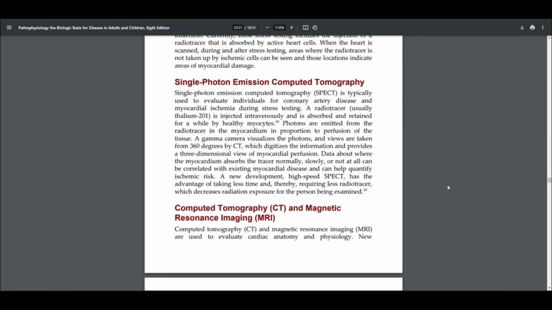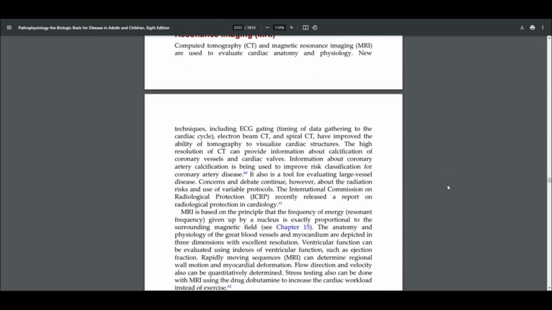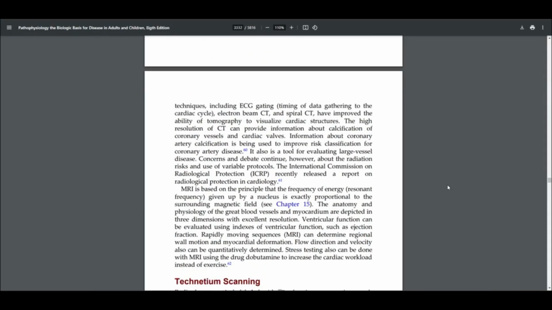A new development in high-speed SPECT has the advantage of taking less time and thereby requiring less radiotracer, which decreases radiation exposure for the person being examined. Then we have CT and MRI, which are used to evaluate cardiac anatomy and physiology.